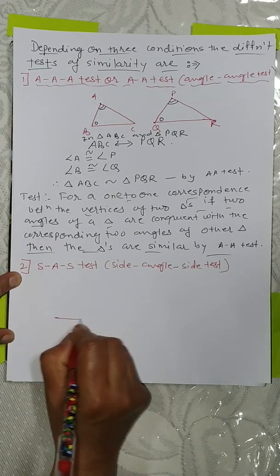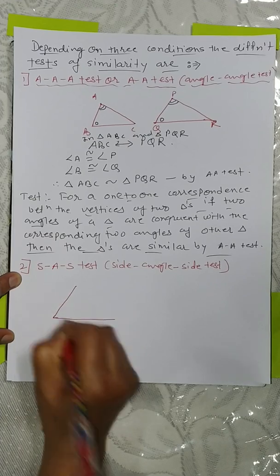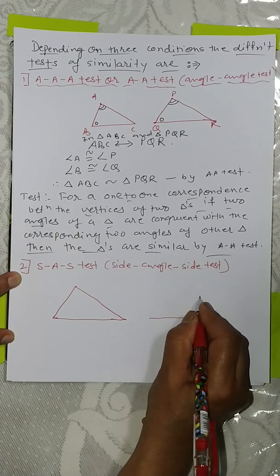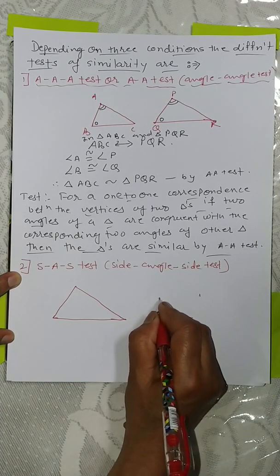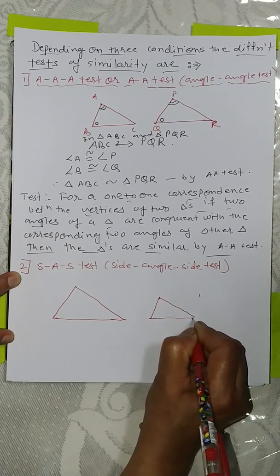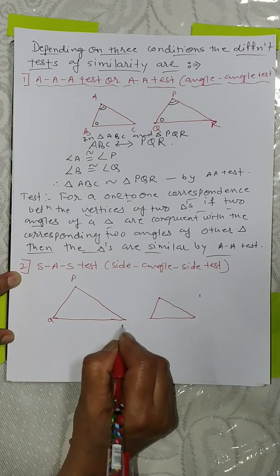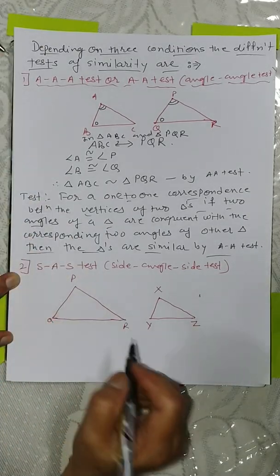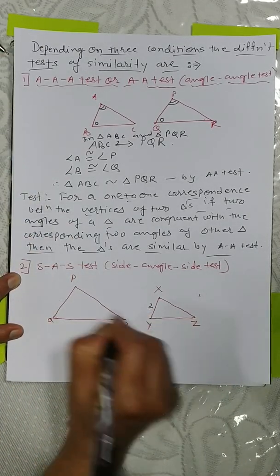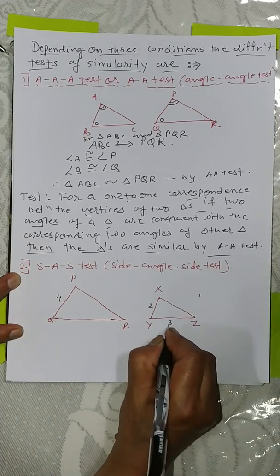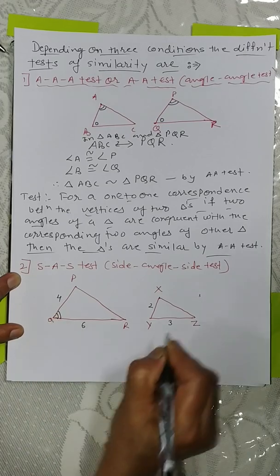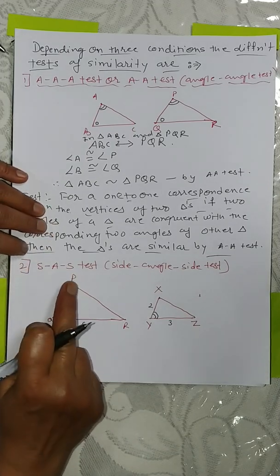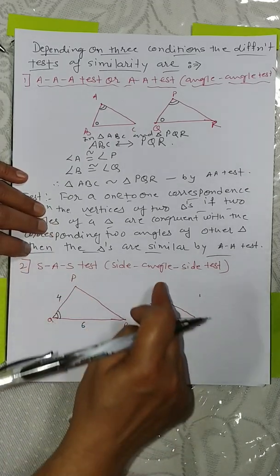So here suppose this is one triangle, P, Q, R, and suppose this is another triangle, X, Y, Z. Now suppose here this side is 2, this is 4, and this angle Q is congruent to angle Y. Now see here, in these two triangles PQR and XYZ.